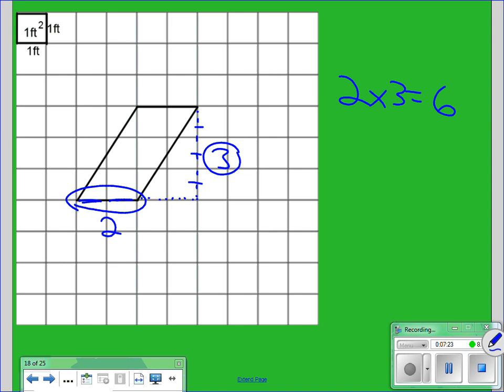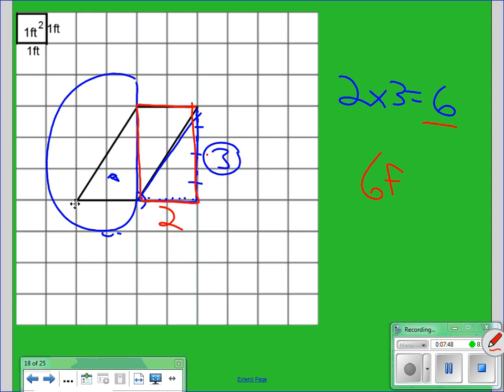Now with parallelograms, you don't divide by 2. This is why you don't divide by 2. If I were to cut off this section of the triangle right here, wouldn't that fit right in this area? It would. If I were to do that, I would have a rectangle here. My base would be 2. My height would be 3, which still gives me a 6. My answer is 6 feet squared. Let's do another problem here.